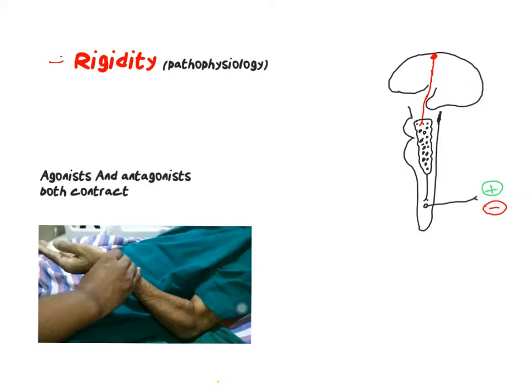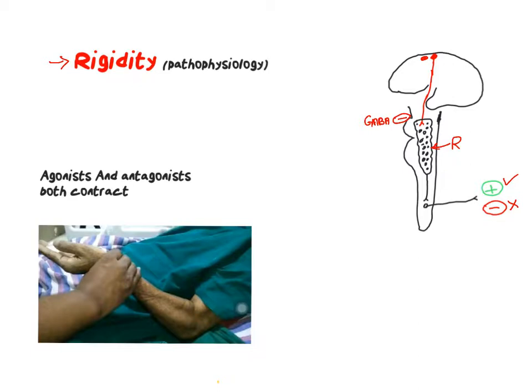Rigidity, the pathophysiology of rigidity. Normally, when the cortical neurons fire, they release GABA. The GABA inhibits the reticular system. This is the reticular system. And when it's being inhibited, the neurons in the spinal cord do not fire abnormally, and they stimulate the agonist and inhibit the antagonist, and the person functions normally, right?